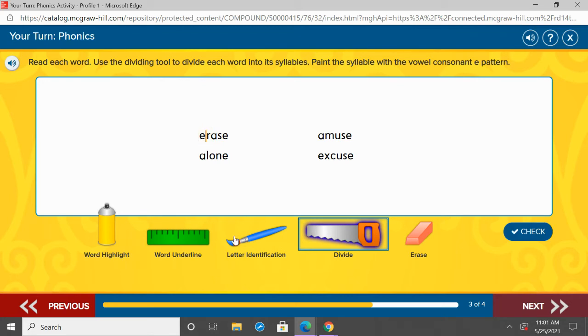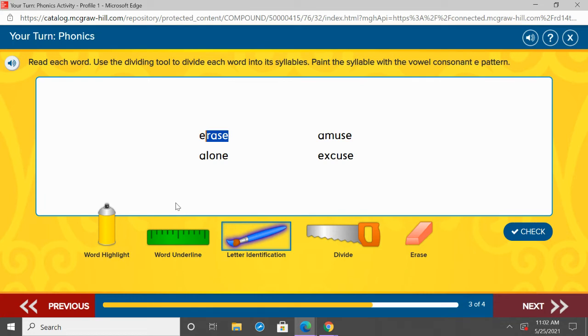Erase. Now, which syllable has our consonant, vowel, consonant, E syllable pattern? Why don't you go ahead and point to which one? Is it the E or is it R-A-S-E? So you should have pointed to R-A-S-E because it has consonant, vowel, consonant, and our final E. The E is going to make that A say its name, and the E will be silent. So the A is long. Erase.